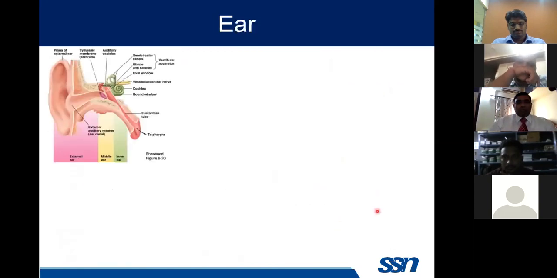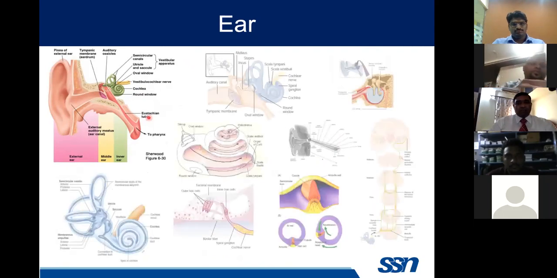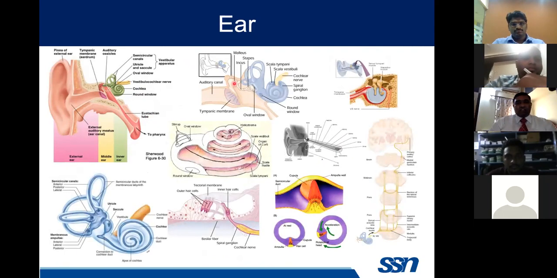Then coming to the ear, another special sense. Here the external auditory meatus gets connected to the eardrum. This is the external ear, then the middle ear, and the internal ear. The middle ear consists of three ear ossicles, three bones inside the middle ear.